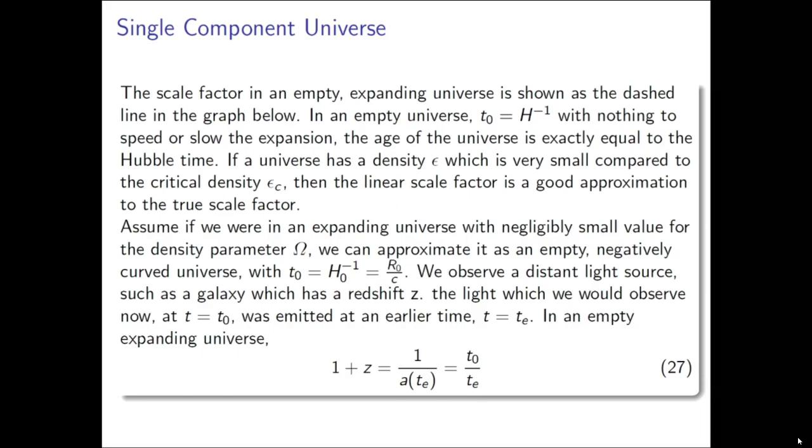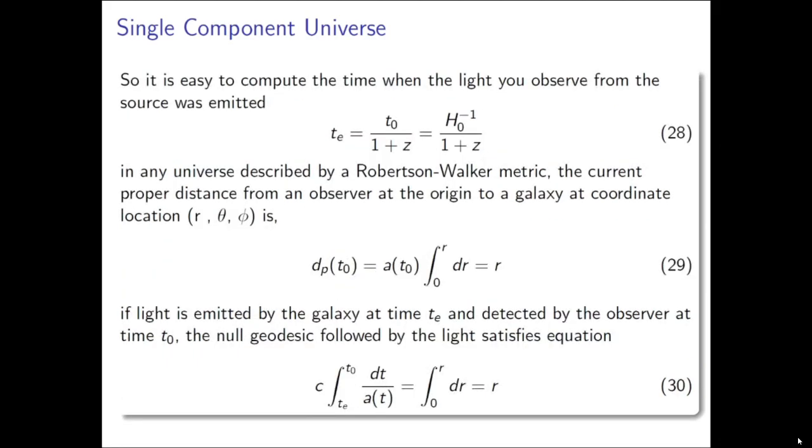So in an empty expanding universe, from the given equation of redshift, we can say that 1 plus z is equal to 1 by a of t e, that is equal to t naught by t e. So it is easy to compute the time when the light we observe from the source was emitted. t e is given by t naught by 1 plus z. Here t naught is basically 1 by H naught, because the age of the universe, the time of observation, equals the Hubble time. So it is 1 by H naught by 1 plus z.